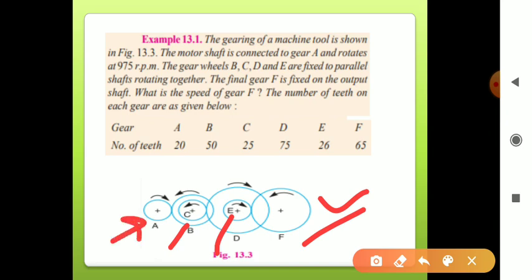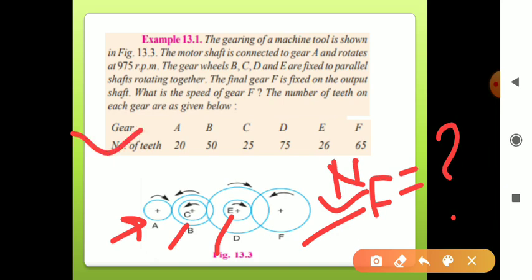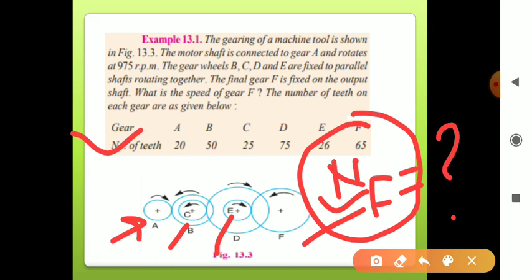What is the speed of gear F? That means we have to find NF, the speed of gear F. Next, the number of teeth on each gear is shown below. That means the number of teeth are here. So our final finding is this NF, the speed of gear F.